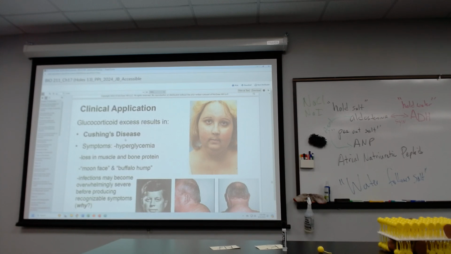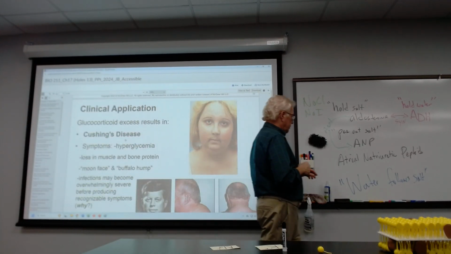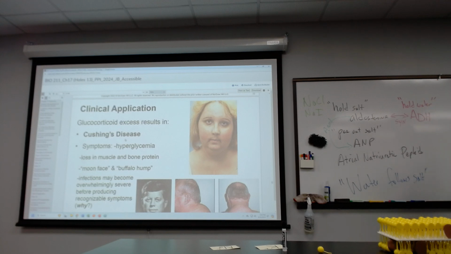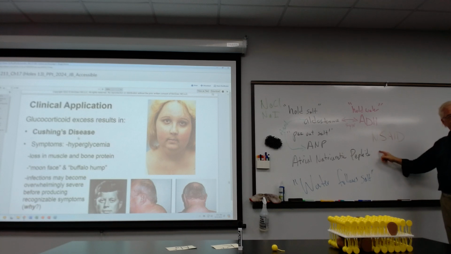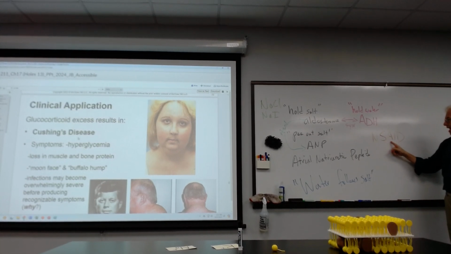And is cortisol a steroid? Yes. Cortisol ends in -ol, so it's a lipid, right? And it's a steroid. And that's why you might have heard this: hey man, give me an NSAID. Ever heard of an NSAID? What's an NSAID? Non-steroidal anti-inflammatory drug.